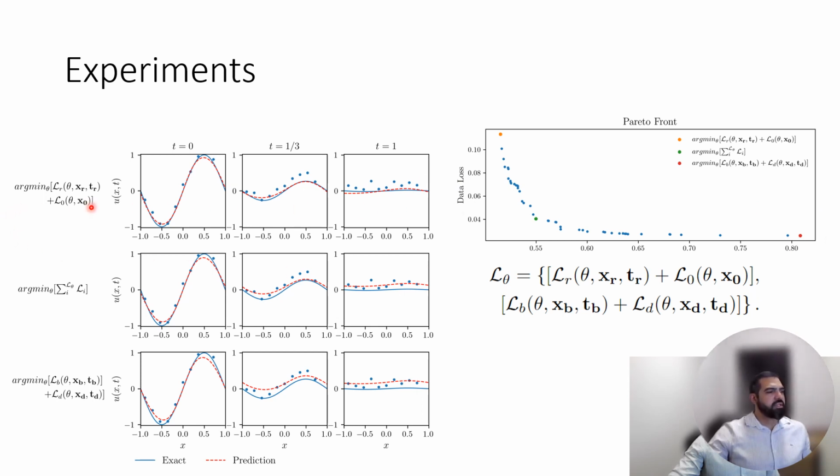Each line on this left graph represents one of the solutions on the Pareto front. The yellow dot here on the top is the best result for the residual loss. The red point here on the bottom right is the best result for the data loss. And this green point here is the minimal Euclidean distance to the origin of the Pareto front.